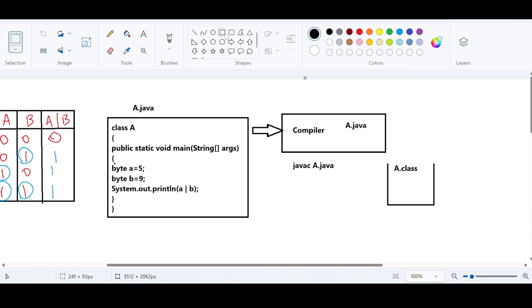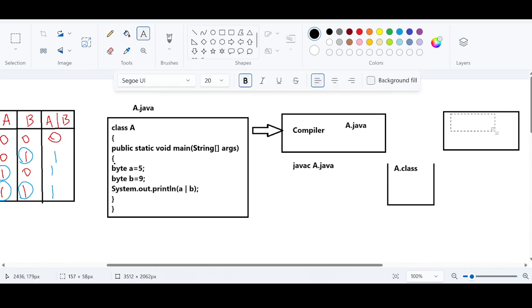Compilation is successful and the JVM comes into the picture. This is the JVM, Java Virtual Machine. You need to activate the JVM. How would you activate the JVM? You need to pass an instruction. What is the instruction?